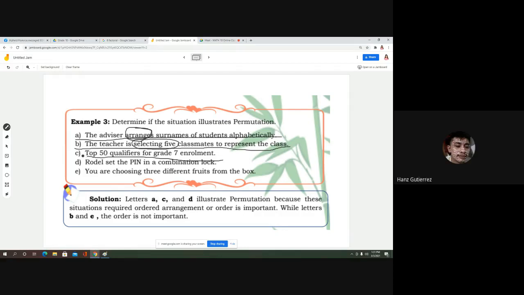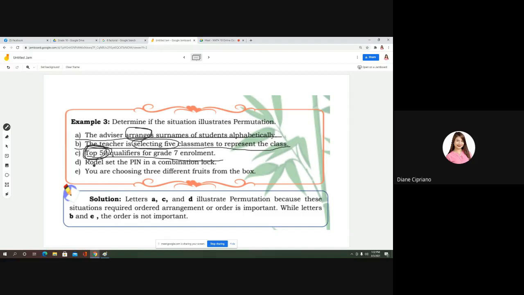Kasi ma'am, nag-enroll, top 50 qualified. Top 50. Okay, very good. So, top 50 kasi yung kinukuha. Merong arrangement na nangyari. Hindi mo na pwedeng kuhanin yung top 51. Kasi nga, top 50, may pagkakasunod-sunod or merong ordered arrangement na nire-require.